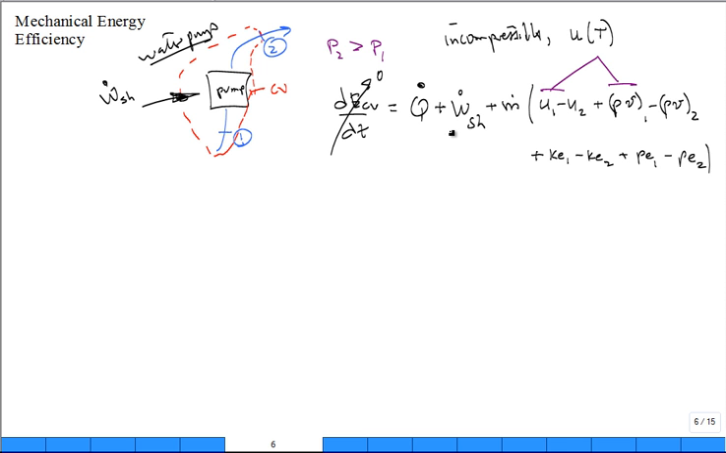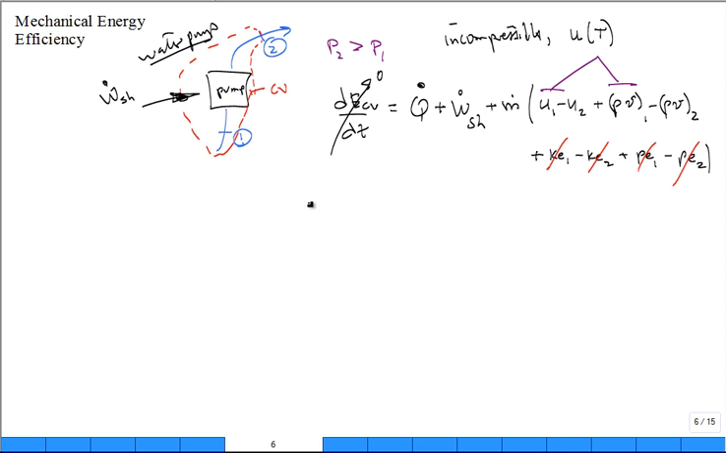Let's say now the change in kinetic energy: is the pump going to have a higher kinetic energy on the outlet versus inlet? No. How about change of potential energy? No, it boosts the pressure. Now that pressure may be able to push the water uphill to a higher elevation, but right across the pump, it just boosts the pressure.